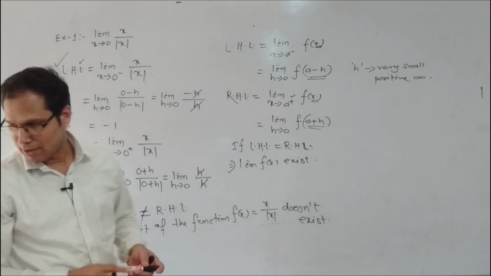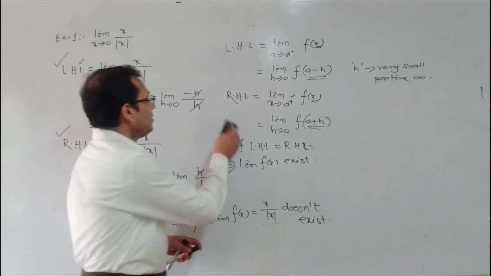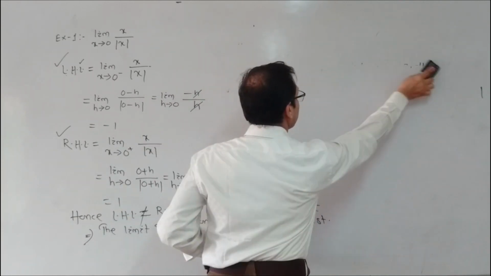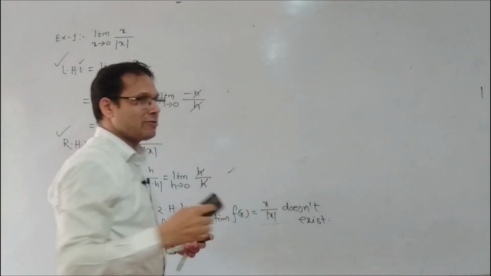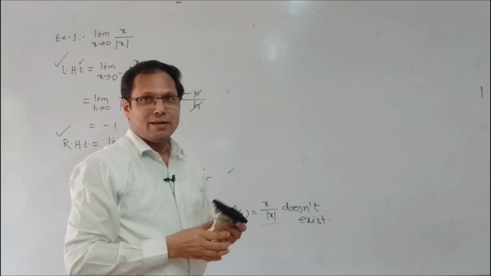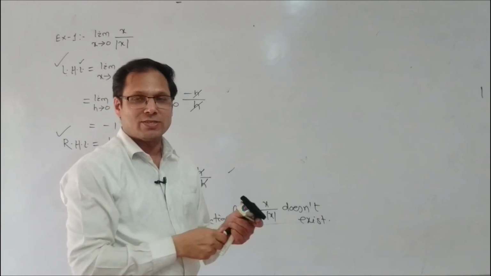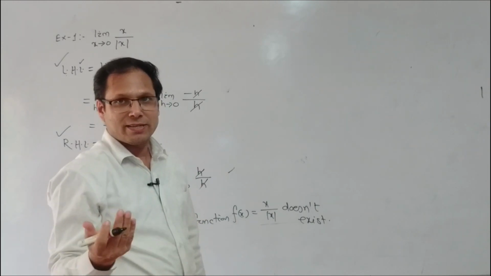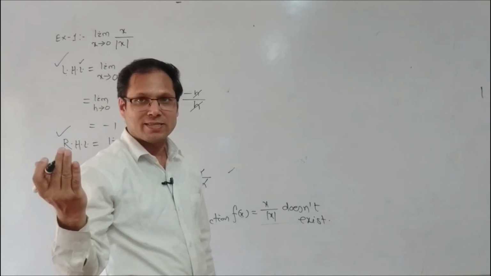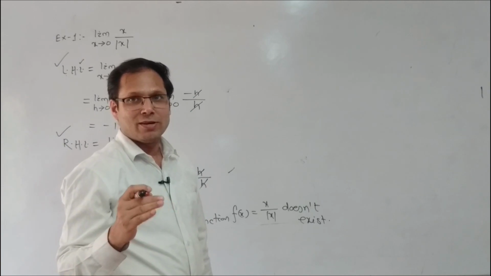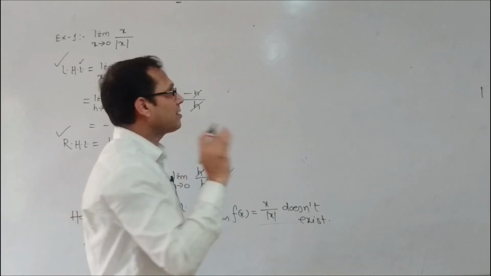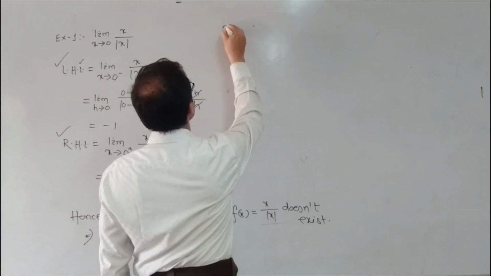Now we'll take another example. All of you keep it in your memory that the left hand limit is calculated as: limit x tends to a minus f of x, which is equal to limit h tends to 0 f of a minus h, and the right hand limit is equal to limit x tends to a plus f of x, which is equal to limit h tends to 0 f of a plus h. Okay, now we'll take another example, that is example 2.